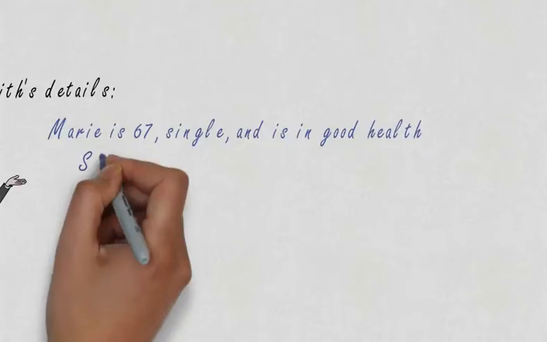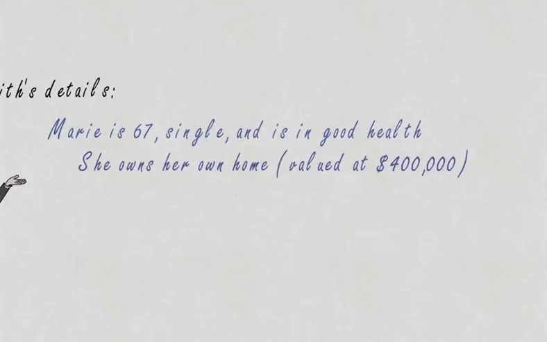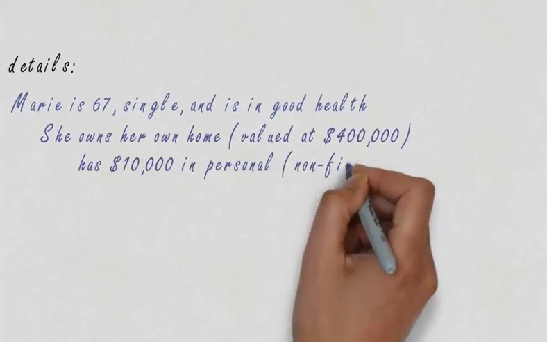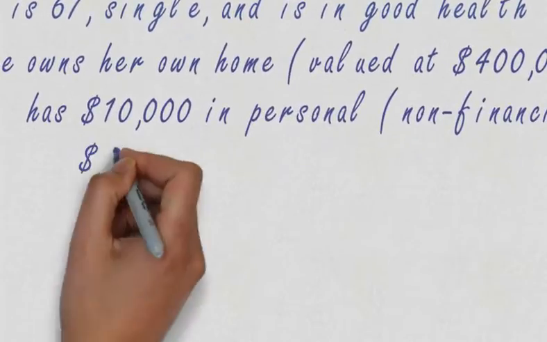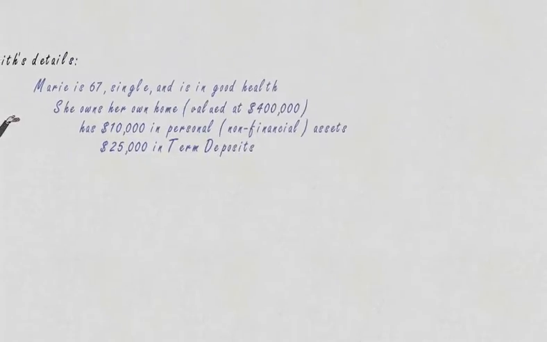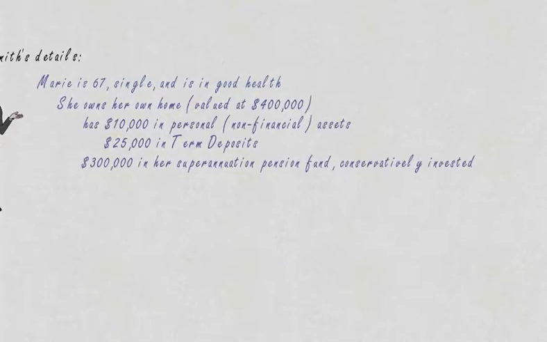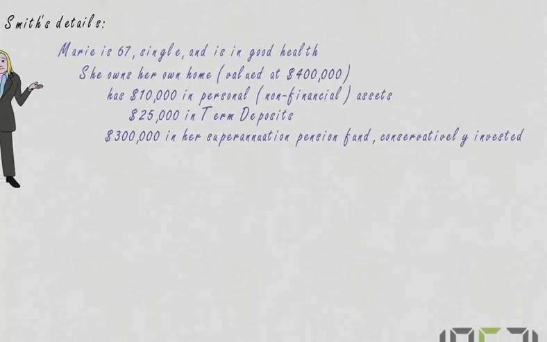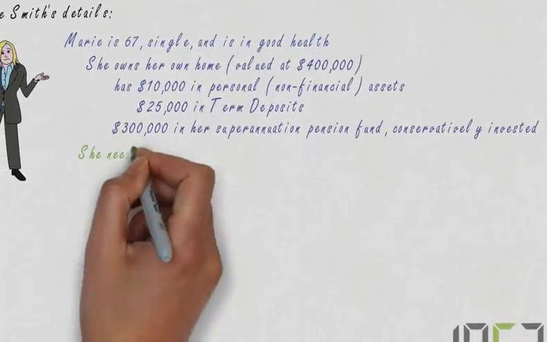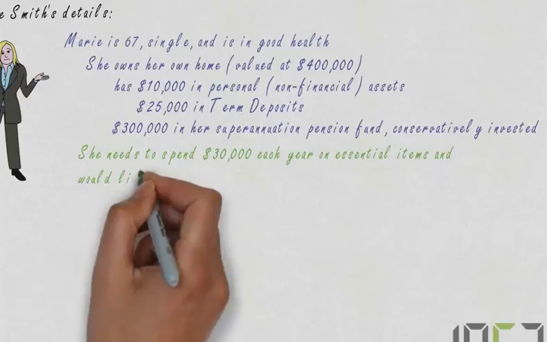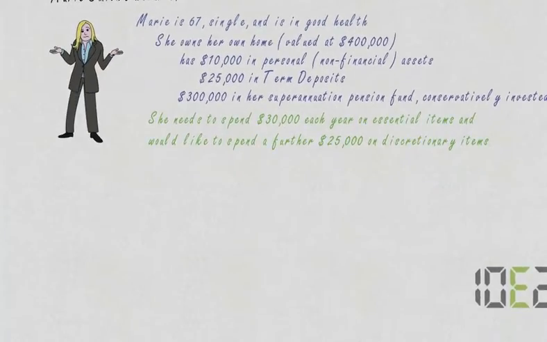health. She owns her own home, valued at $400,000. Marie has $25,000 in a term deposit and $300,000 in her pension or superannuation fund. Marie has taken stock of her spending and has concluded that she needs to spend $30,000 each year on essential items like utilities and food.